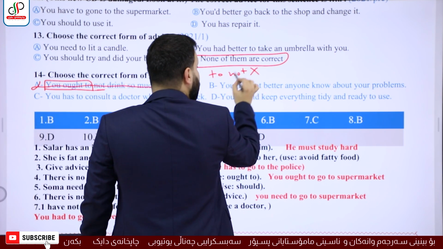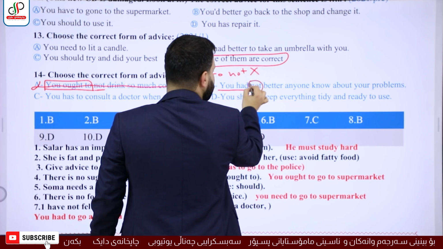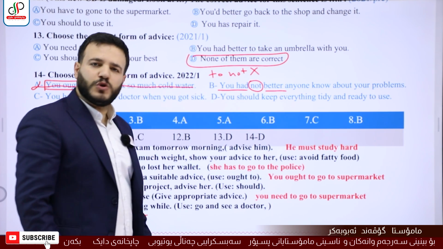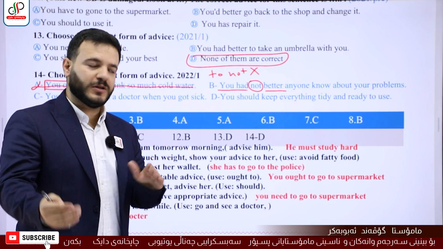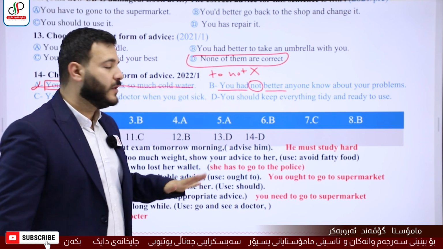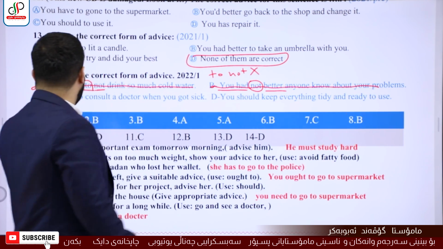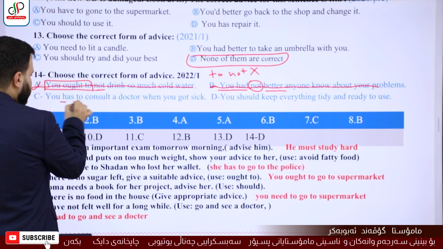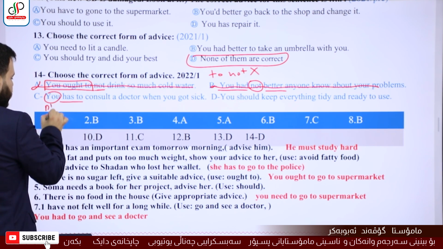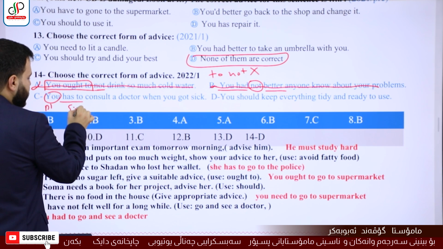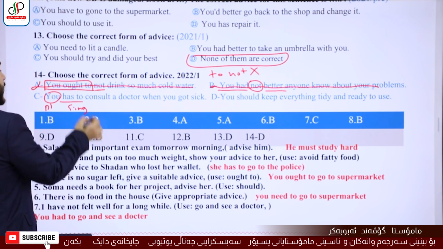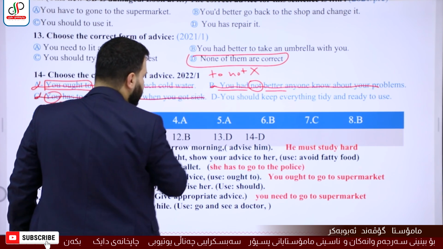How about B? As I told you, you hadn't better. I told you, you had better not. Don't say you hadn't better. That's why B is wrong, okay? How about C? It's you has to. You is for plural, but has to is for singular nouns, singular subjects. That's why C is wrong again here.